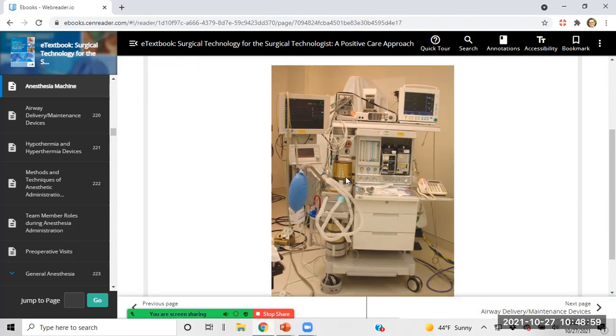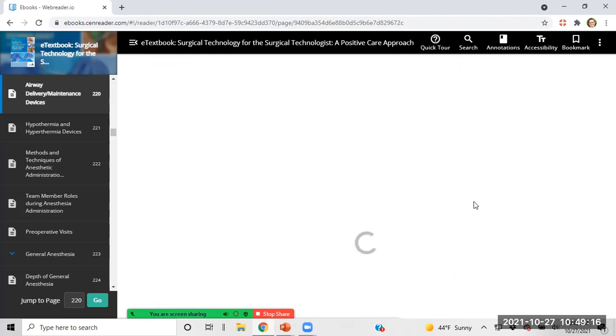This is the ventilator portion of it, that's the bellows that goes to that. There's their monitor. There's another monitor. This is going to be their gas intake and monitoring that. You can see there's a lot of monitoring that's done in the OR. And then the airway delivery maintenance device.